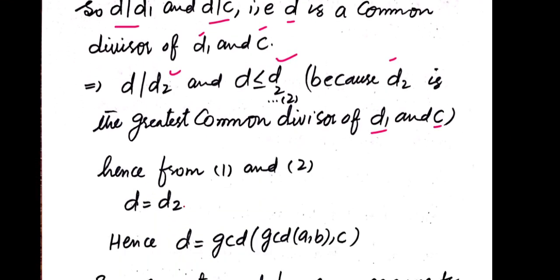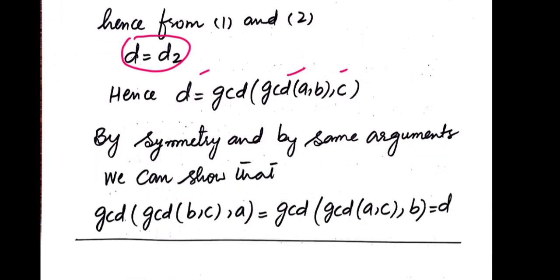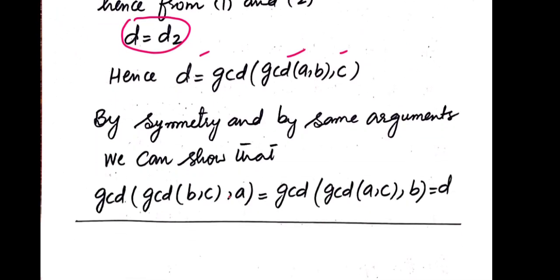Hence, from 1, both are equal. Hence, D is the GCD of A, B and C. By symmetry and by the same argument, we can show that they are all equal. And this completes our lecture.